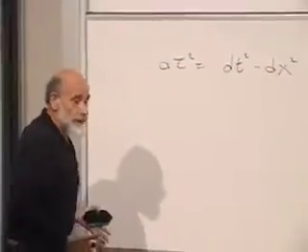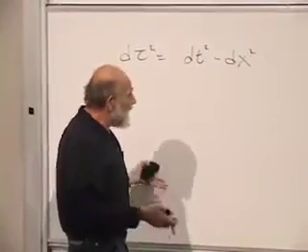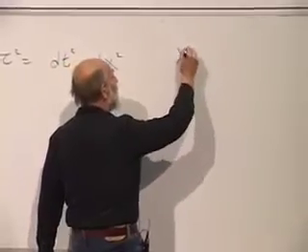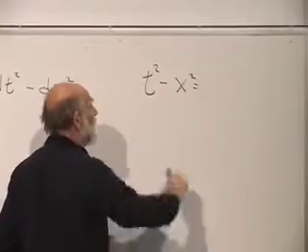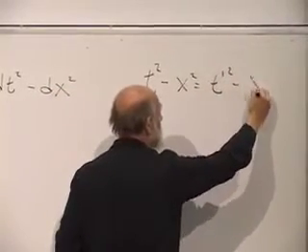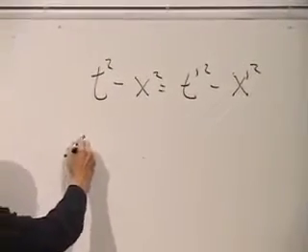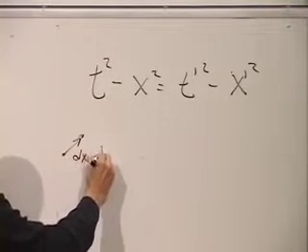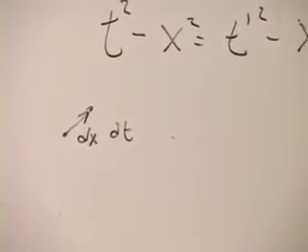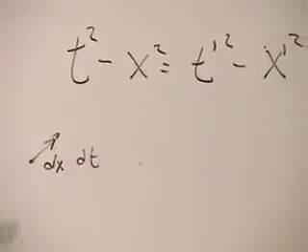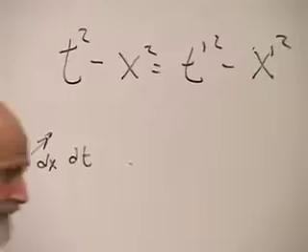If we make a Lorentz transformation to a new set of coordinates, x prime and t prime, then not only is t squared minus x squared equal to t prime squared minus x prime squared, but it's also true of any little differential displacements, dx and dt, that the corresponding quantity, dt squared minus dx squared, is invariant under Lorentz transformations.